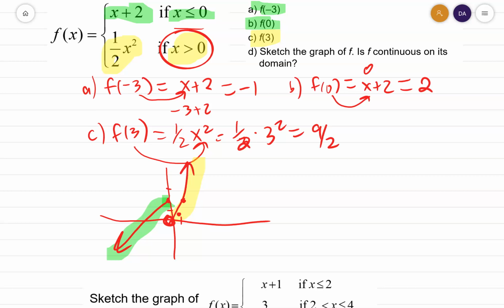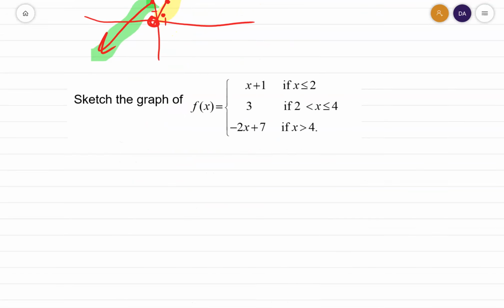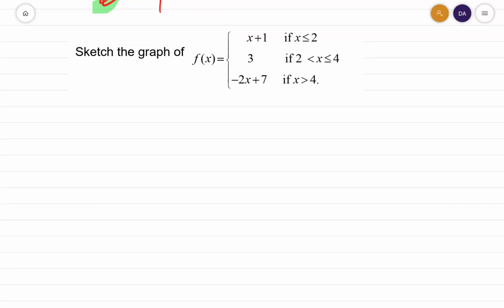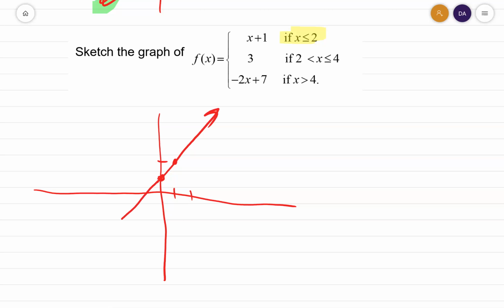So again, we will have a rule and we'll know when to use it. Rule and when. This one's a little harder because it has 3 different rules. So we're going to start where x is less than or equal to 2. Anywhere less than or equal to 2, we will use the graph x plus 1. X plus 1 has a y-intercept of 1 and a slope of 1. This is the entire graph there, right?